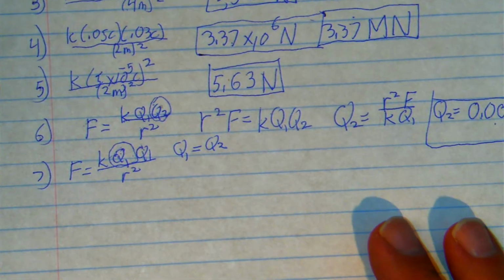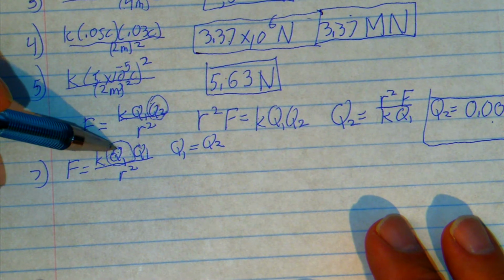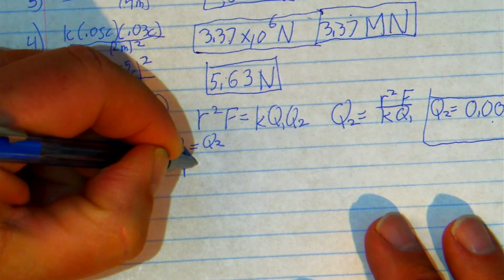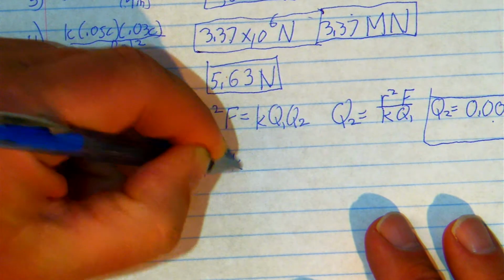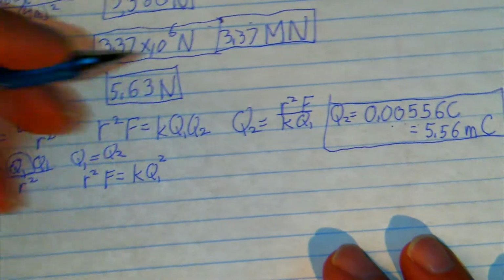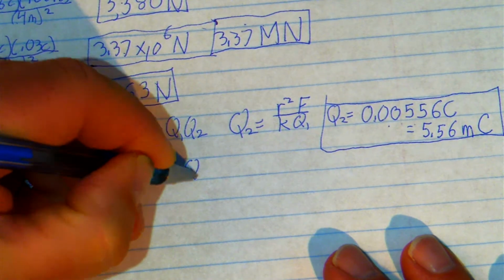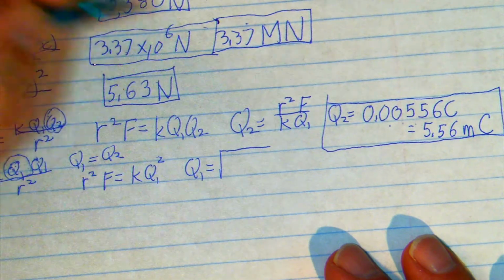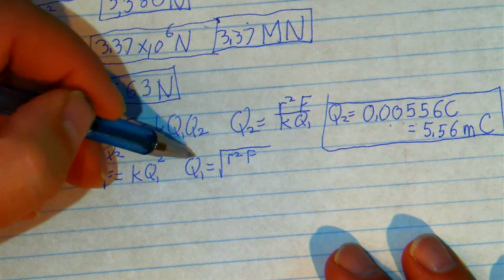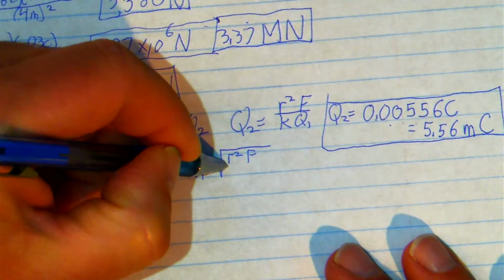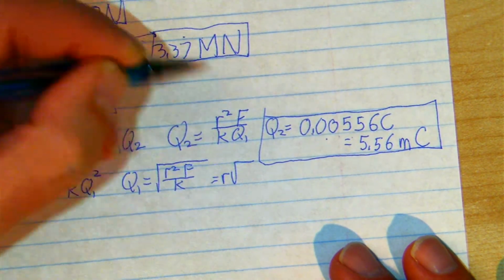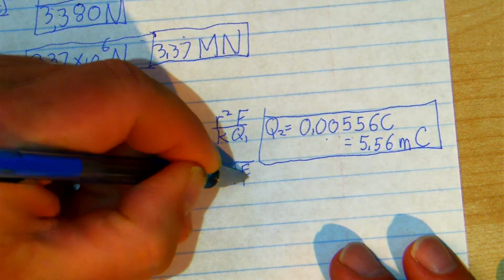So I'm doing substitution. I have to rearrange this equation to solve for Q1. Multiply both sides by R squared again. R squared times F is equal to K times Q1 squared. Divide both sides by K, then take the square root. Q1 is the square root of R squared F divided by K, and yes, you could pull the R squared out from the radical sign if you wanted to. In fact, you should. You should simplify these things and call it R radical F over K.